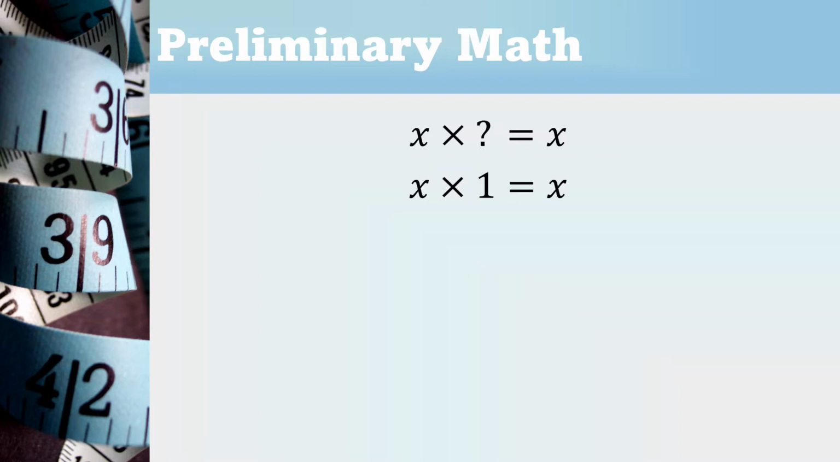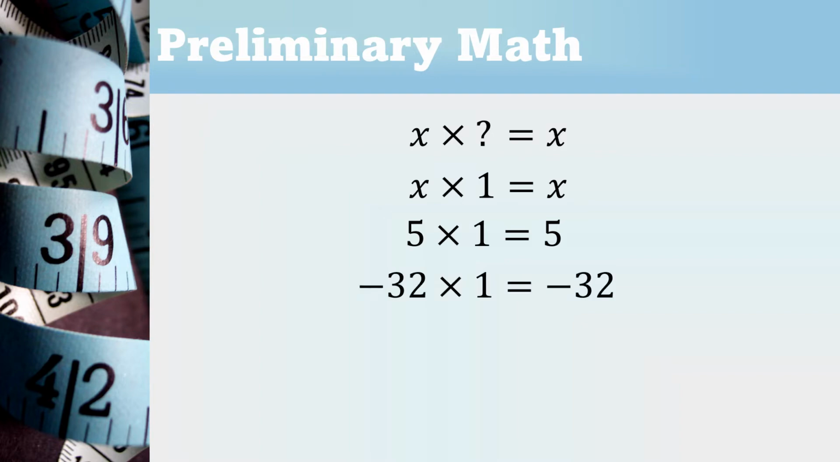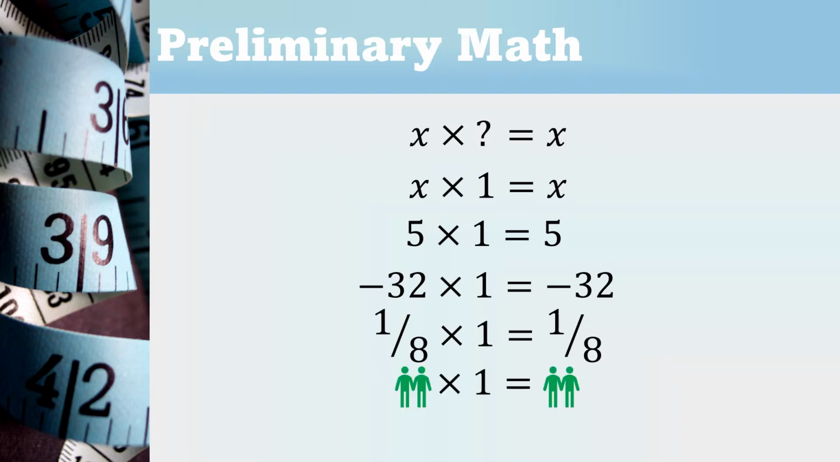Whatever it is, x, could be 27, 98, whatever. X times 1 is always equal to x. 5 times 1 equals 5. Negative 32 times 1 is negative 32. 1/8 times 1 is 1/8. 2 people times 1 is 2 people. And 3 penguins times 1 is 3 penguins.